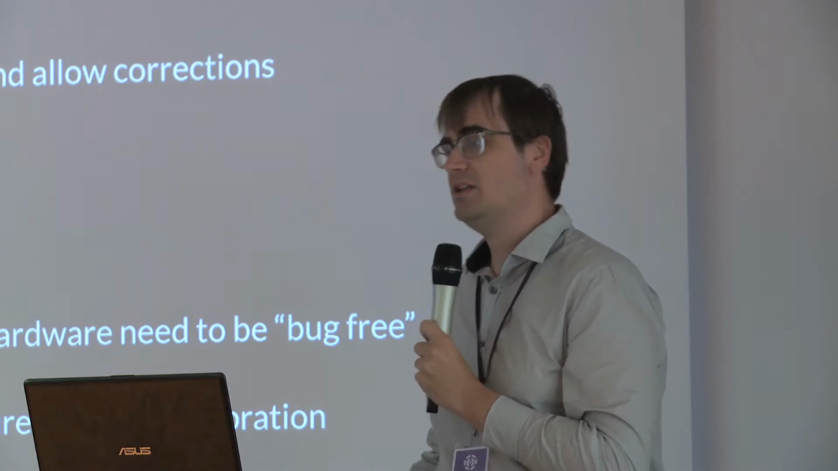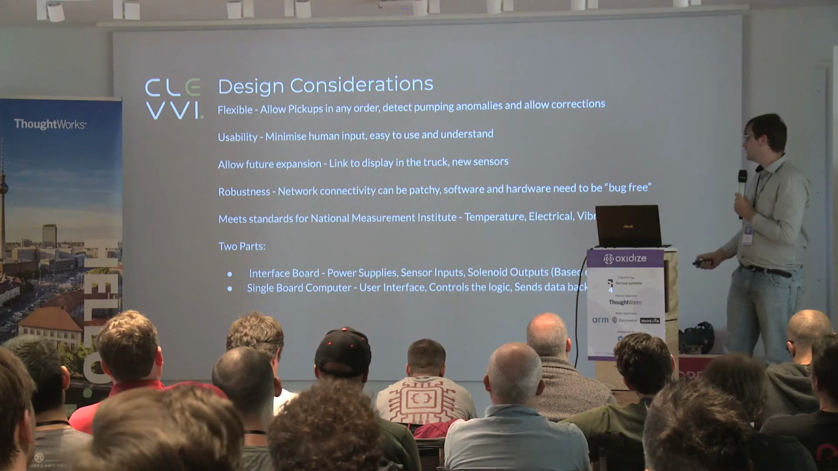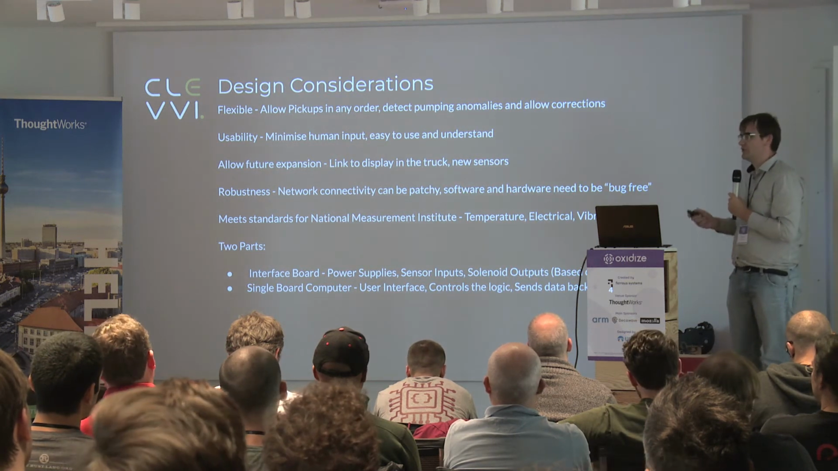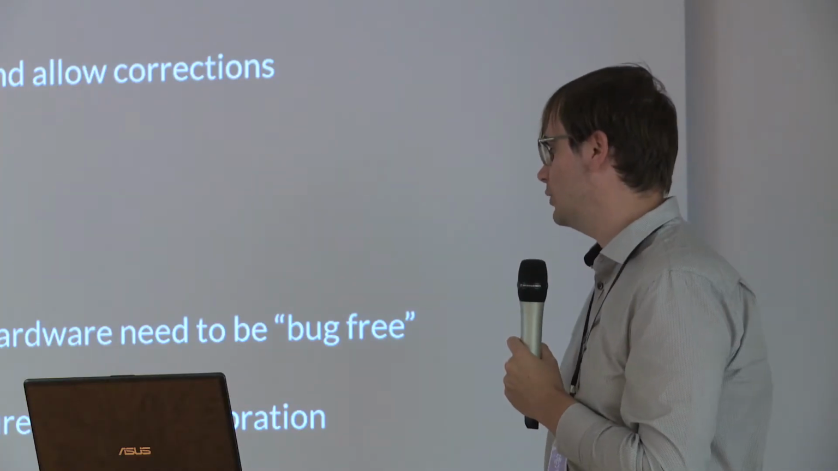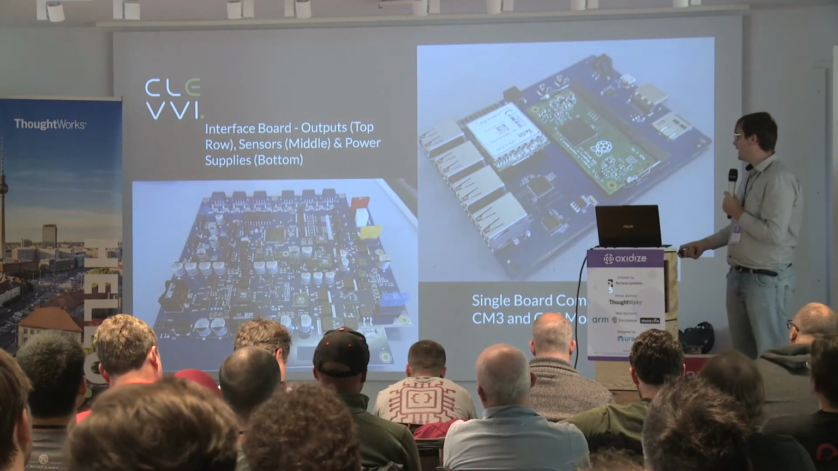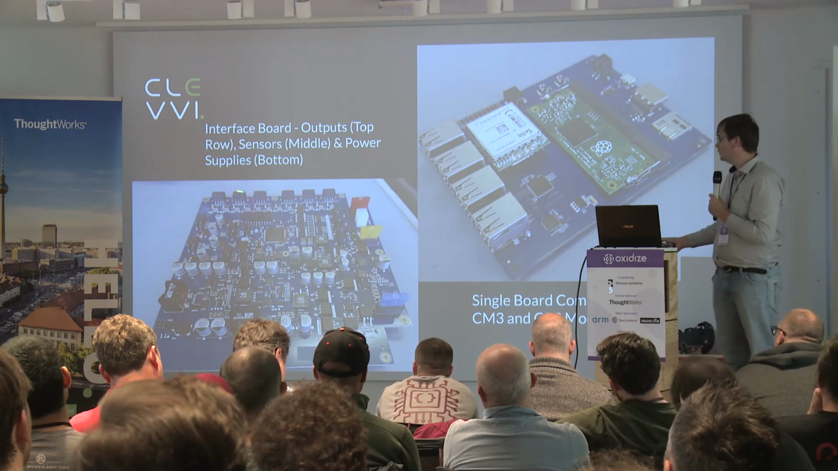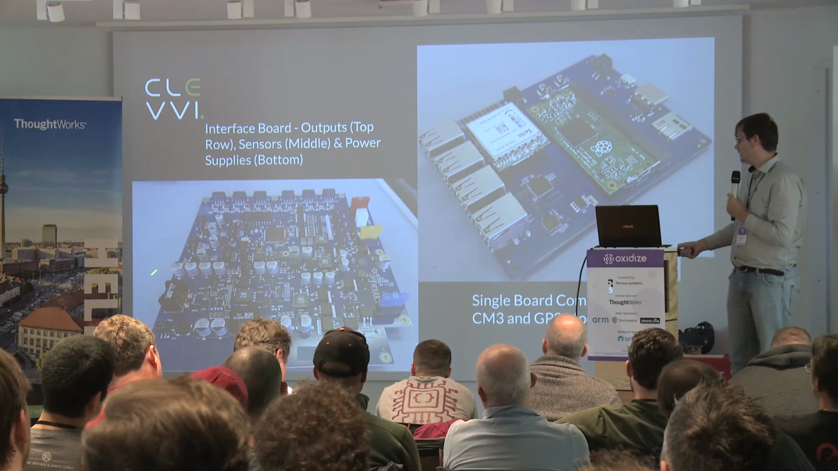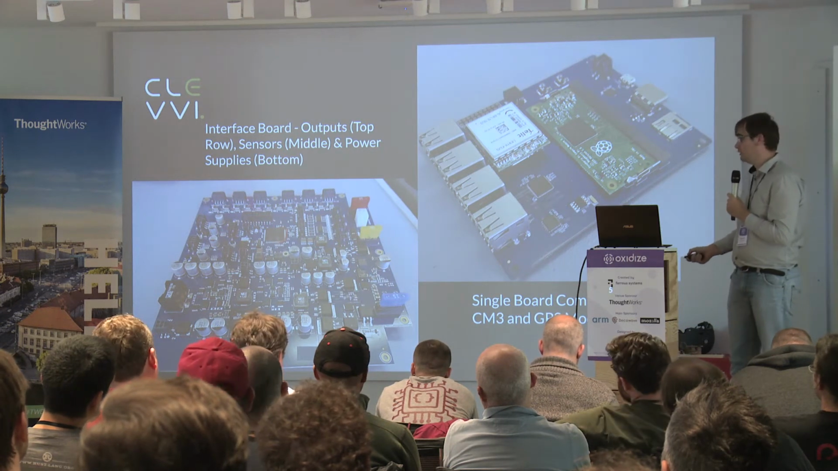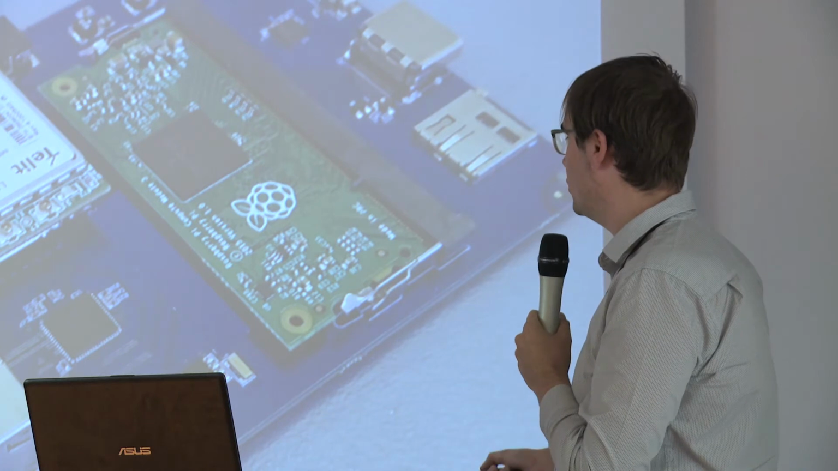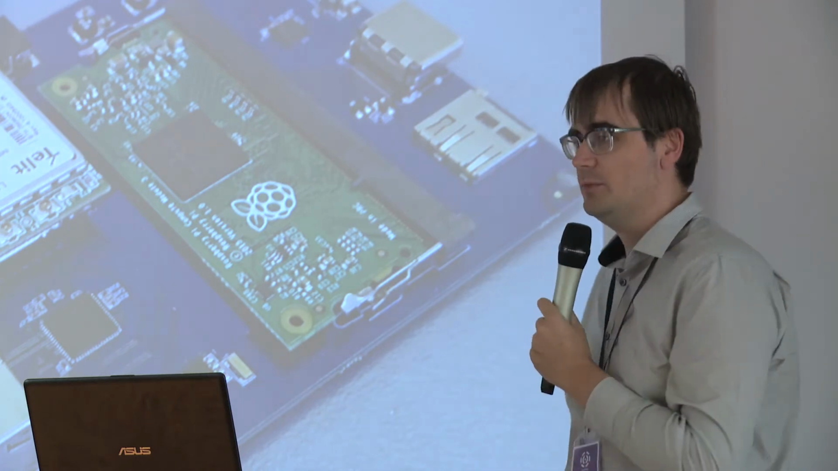There are two parts to our system. There's an interface board, which basically had the power supplies, sensor inputs, and the solenoid outputs, and the single board computer, which housed all the user interface. On our interface board, we have our sensor and solenoid outputs up the top, our sensor inputs and our microcontroller in the middle, and then the rest of the board is basically power supply, because truck 24 volts is definitely not clean.